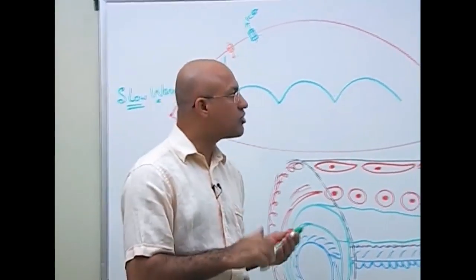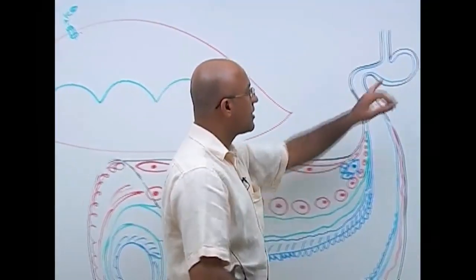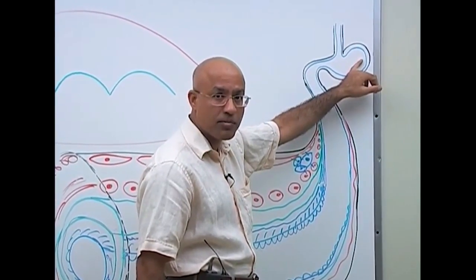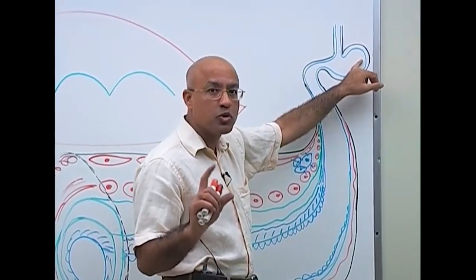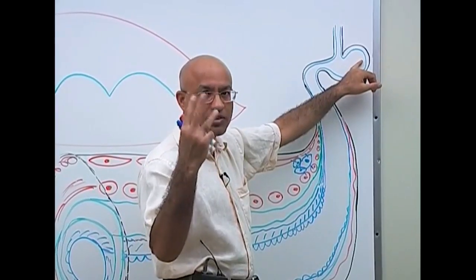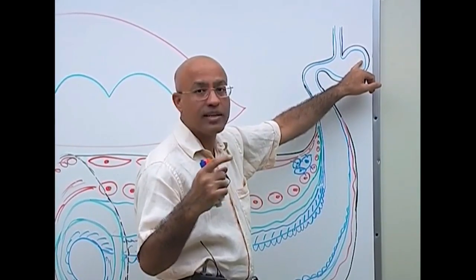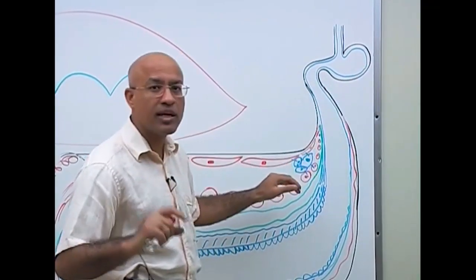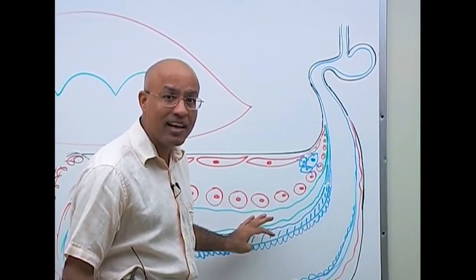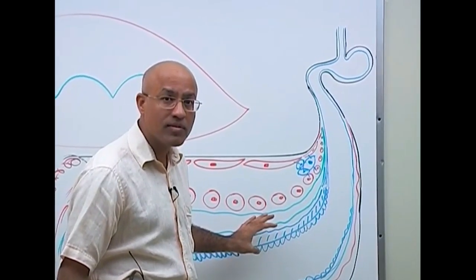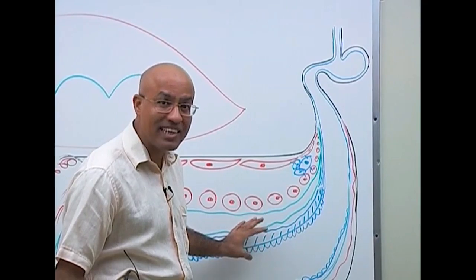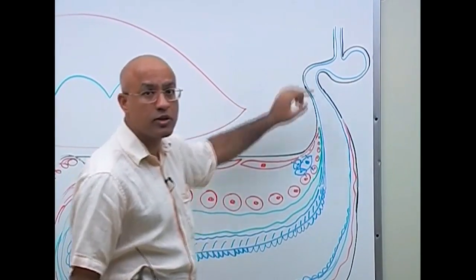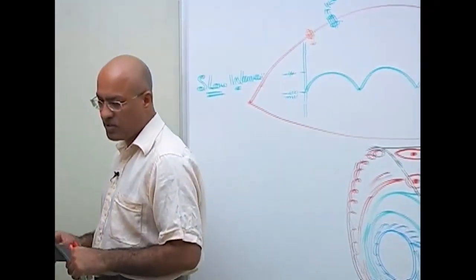Then, in the smooth muscles of the stomach, these slow waves are produced 3 times per minute. 3 times per minute. And the same slow waves are produced in the jejunum and ileum about 9 times per minute, and the same slow waves are produced in the duodenum about 12 times per minute.